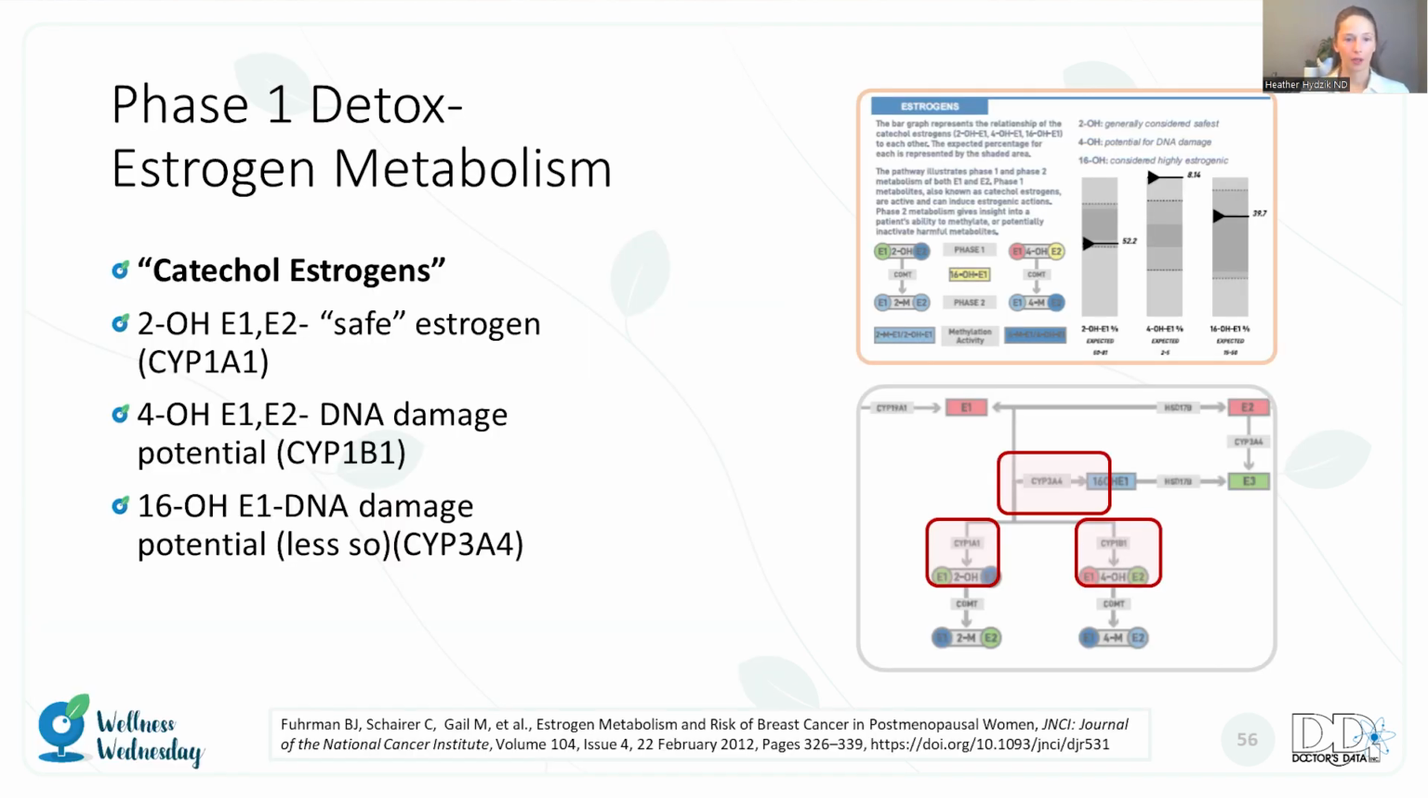So, zeroing in on phase 1, the catechol estrogens, 2-hydroxyestrone is thought to be the safer or less estrogenic pathway, and then 16-hydroxyestrone and 4-hydroxy are thought to be less safe, more estrogenic, and have the potential to cause DNA damage and increase the risk of breast and possibly prostate cancer.